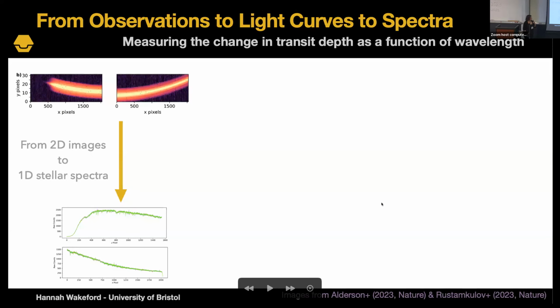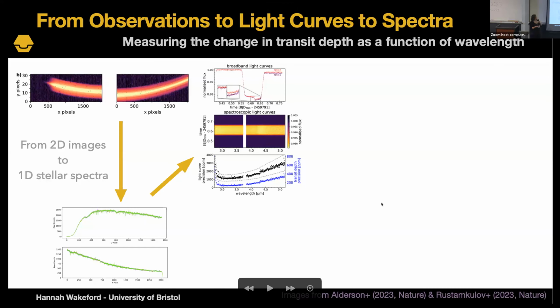So how do we go about this? You've done some of this yesterday and you'll be doing some this afternoon. We're taking our 2D images. This is a spectrum that we get from the NIRSpec instrument on JWST. We go from our 2D images to extracted one-dimensional stellar spectra as a function of time. There are about 4,000 different spectra all lying on top of each other there. It's beautiful. They actually lie on top of each other. That is a nice key component of what we're doing.